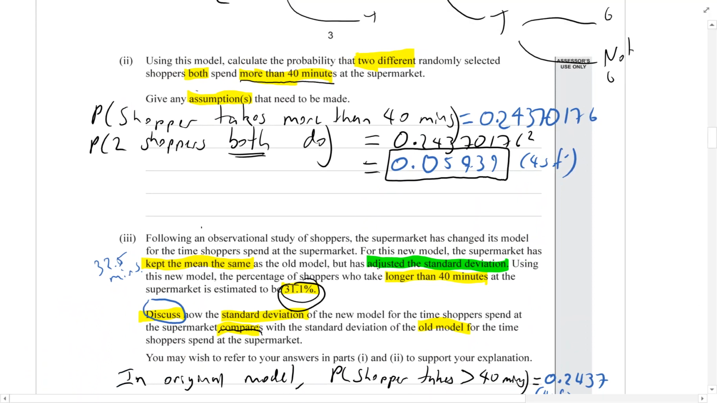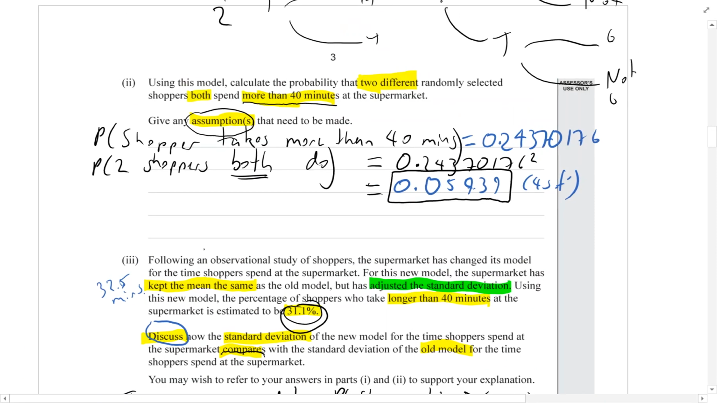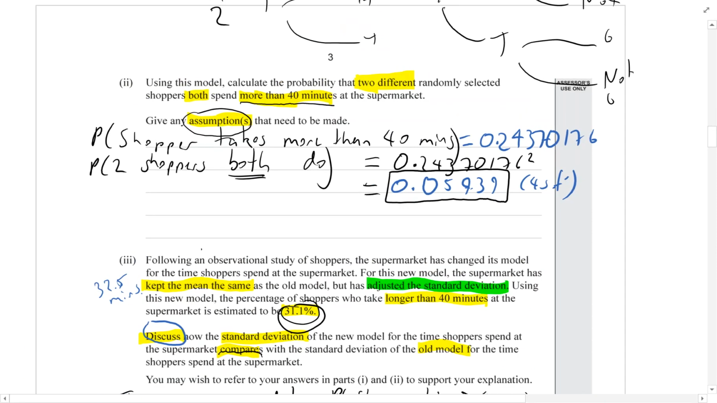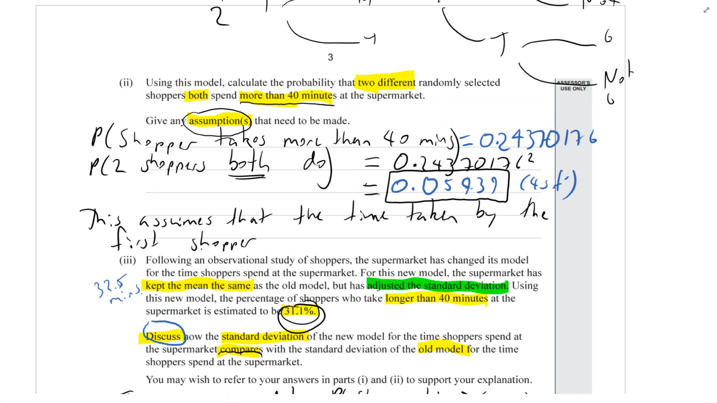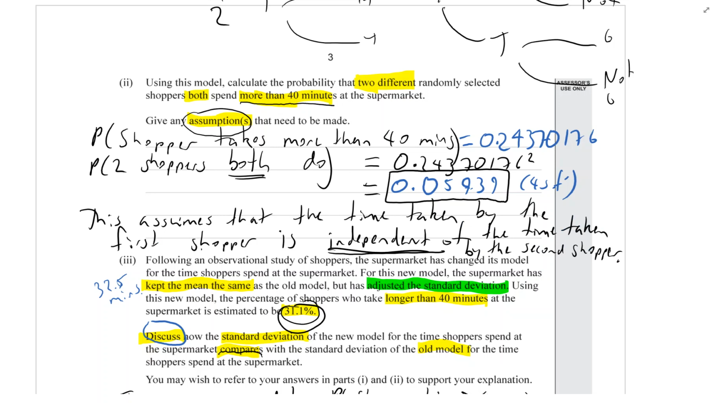And so here we've been asked for any assumptions that we're making. Well, the assumption is that the time taken by the first shopper is independent of the time taken by the second shopper. So multiplying those probabilities or squaring it depends on that assumption.